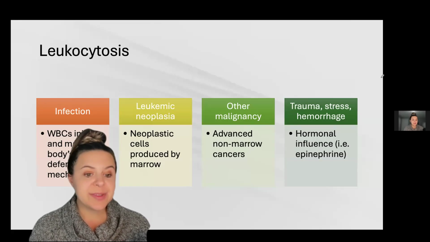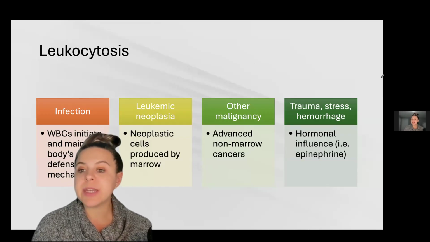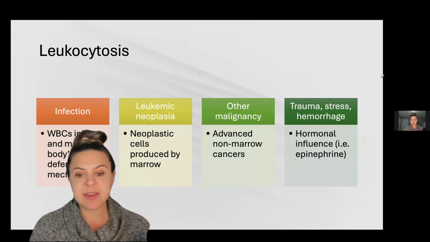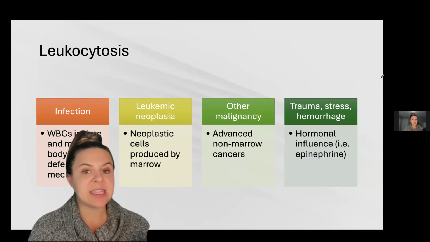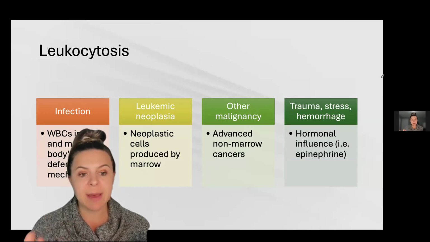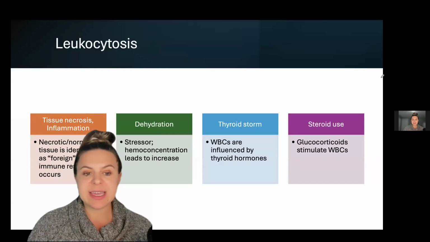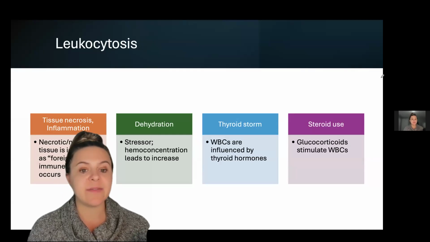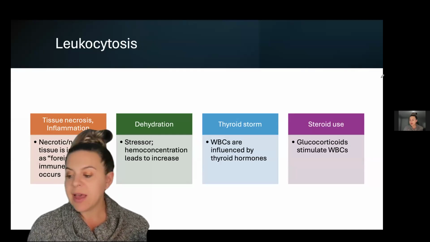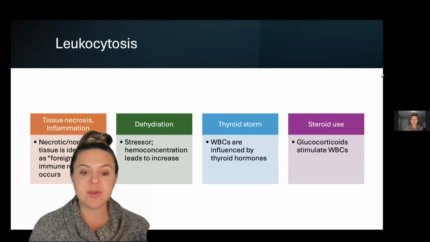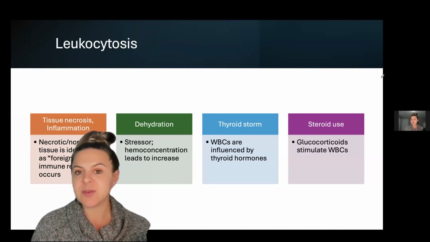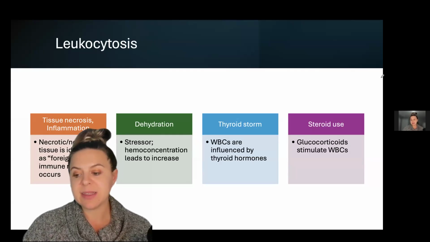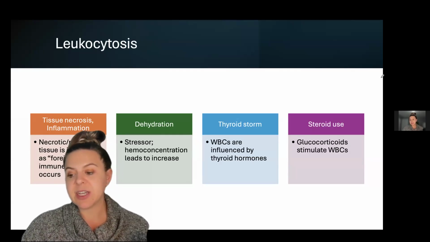Looking at leukocytosis, we have lots of different potential causes ranging from infection to leukemic neoplasias or other malignancies, and even trauma, stress, and/or hemorrhage. You can also see that tissue necrosis or inflammation can lead to an elevation in white cell counts, as well as dehydration due to hemoconcentration, which leads to an increase.